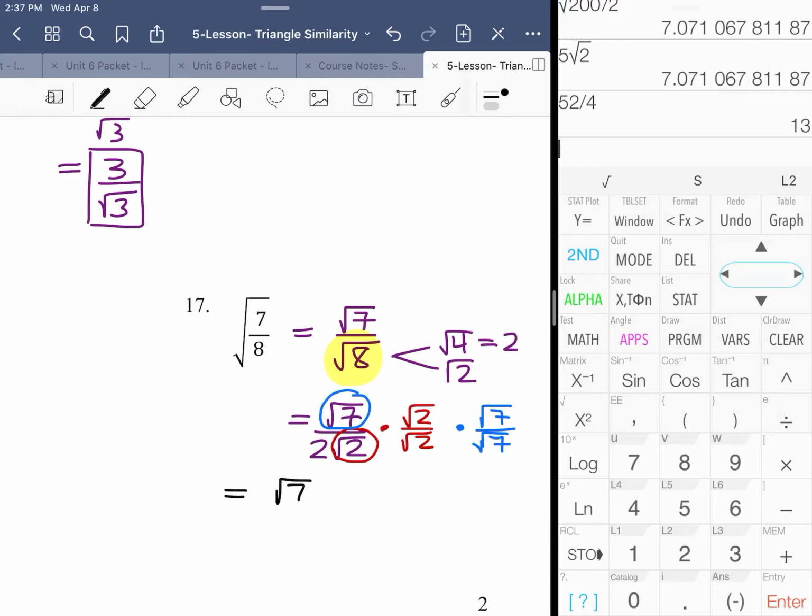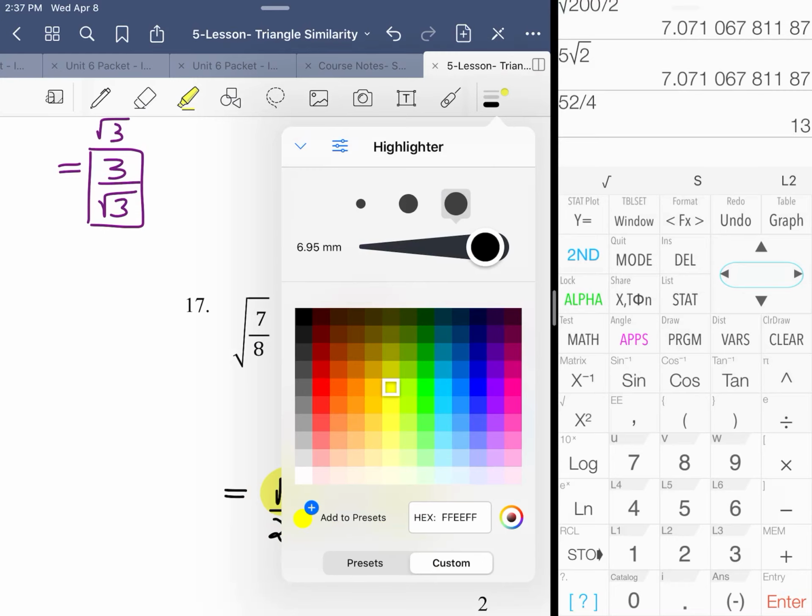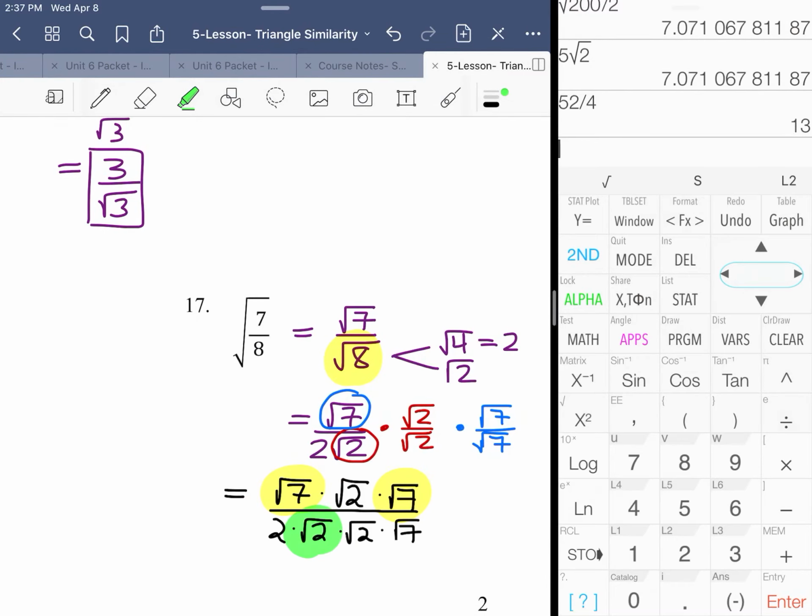So what I'm going to do here is I'm going to multiply, but I'm not going to multiply. So I'm going to write it as radical 2, radical 7, radical 2, radical 7. 2 times radical 2 times another radical 2 times a radical 7. We use a highlighter. So these two can get multiplied together. And these two can get multiplied together. So I'm going to have a radical 2 on the top, but radical 7 times radical 7 is radical 49, which is 7. So 7 radical 2.